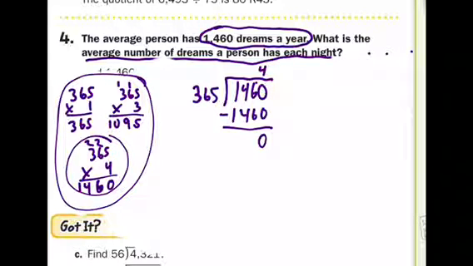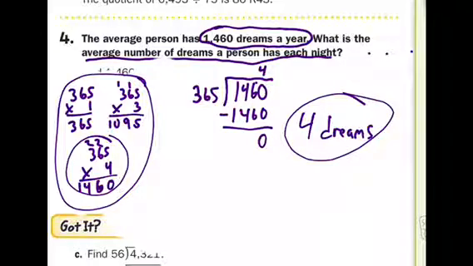So now remember, it's a word problem. We need a label. What is the average number of dreams a person has each night? So the answer would be, on average, 4 dreams. You typically have 4 dreams in a night, according to that problem.